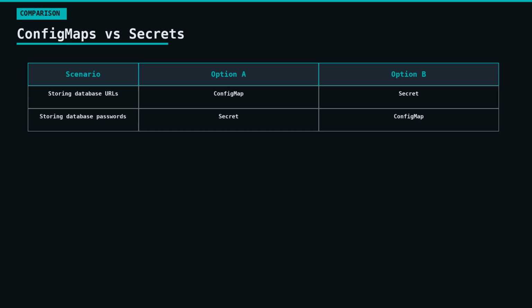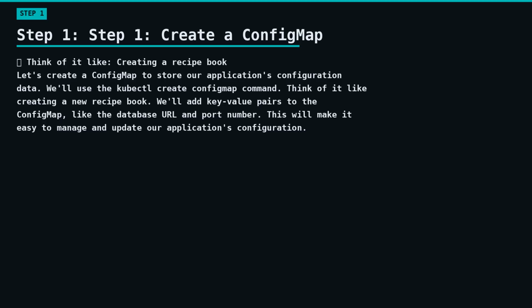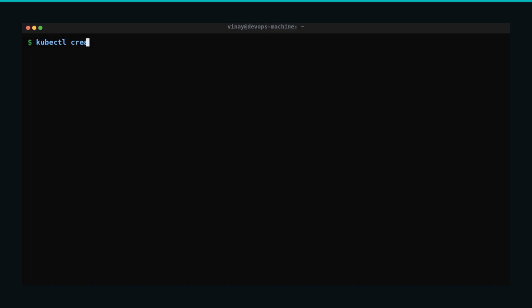Let's create a config map to store our application's configuration data. We'll use the kubectl create configmap command. Think of it like creating a new recipe book. We'll add key-value pairs to the config map, like the database URL and port number. This will make it easy to manage and update our application's configuration.